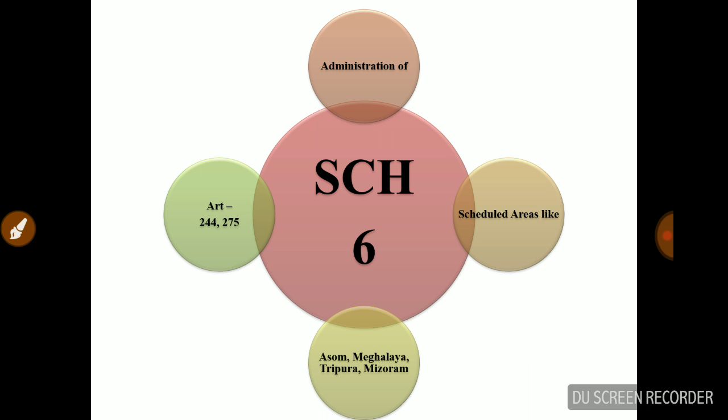Schedule 6 is also the administration of some scheduled areas, but specifically they mention Assam, Meghalaya, Tripura and Mizoram. So that is there in Schedule 6. Articles 244 and 275 are the important ones.